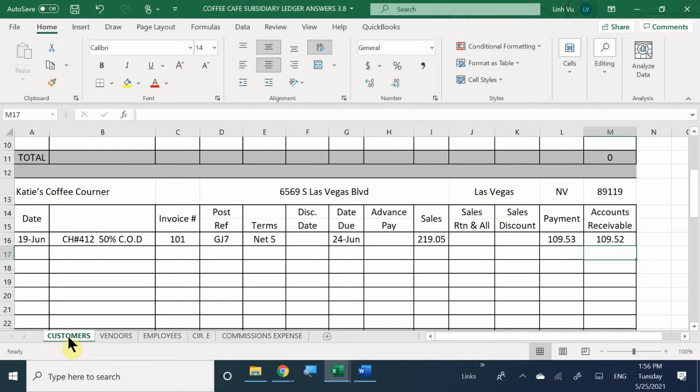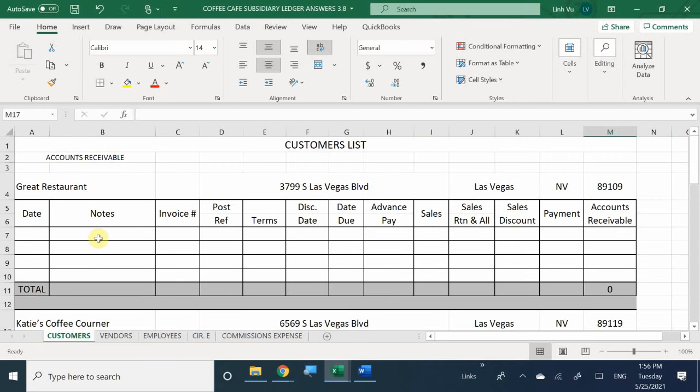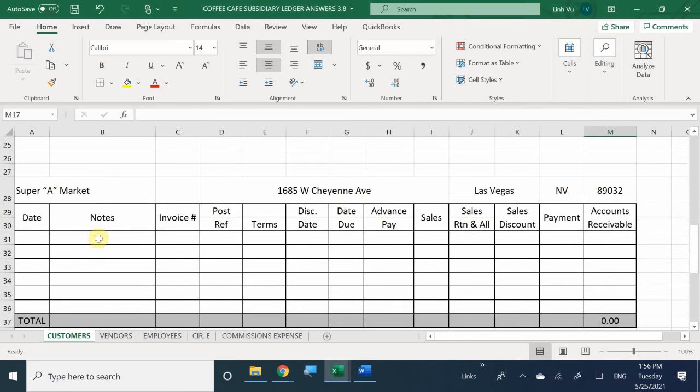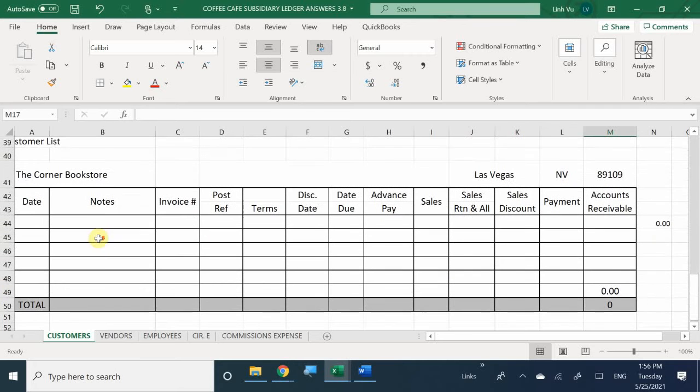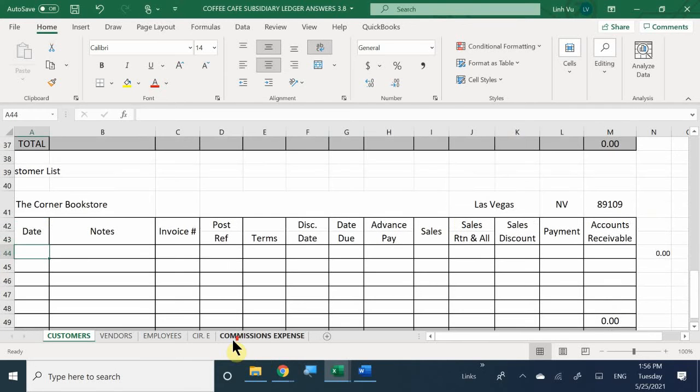No worries. Okay, so here we're looking at, because we dealt with the customer, we dealt with the corner bookstore. We sold something to the corner bookstore, so the corner bookstore is the last one. That means we sent them an invoice. So how are we going to recognize this? 6/20 for the date. In the notes, I put check number 784. And I still put down the 50% COD net 5. Yes.